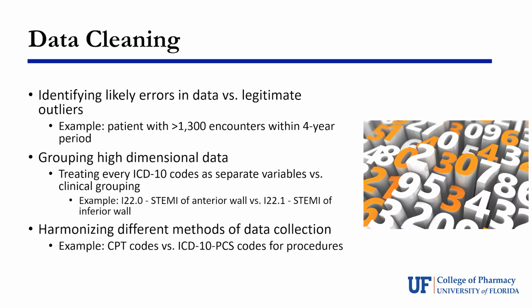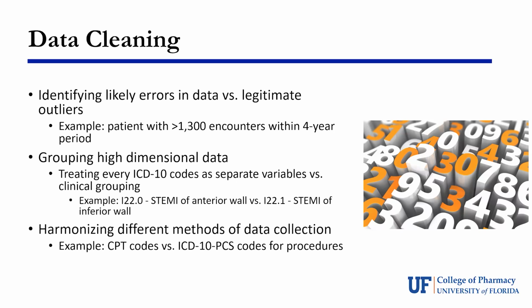And so basically what we decided to do is filter out some of these that just are unlikely to be physically possible. And then another issue we had to think about was grouping high dimensional data. As I mentioned, we collected ICD-10 codes, but there are 68,000 ICD codes, and we probably got at least 50,000 of those, it seemed like.